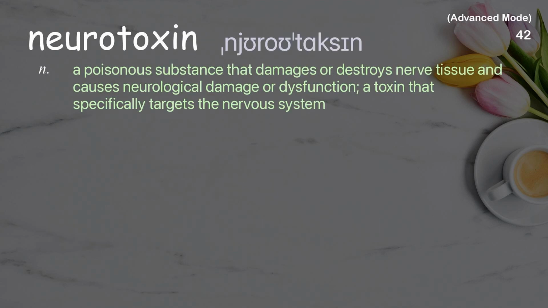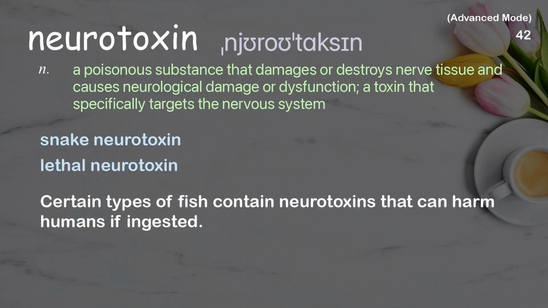Neurotoxin. A poisonous substance that damages or destroys nerve tissue and causes neurological damage or dysfunction. A toxin that specifically targets the nervous system. Examples: Snake neurotoxin. Lethal neurotoxin. Certain types of fish contain neurotoxins that can harm humans if ingested.